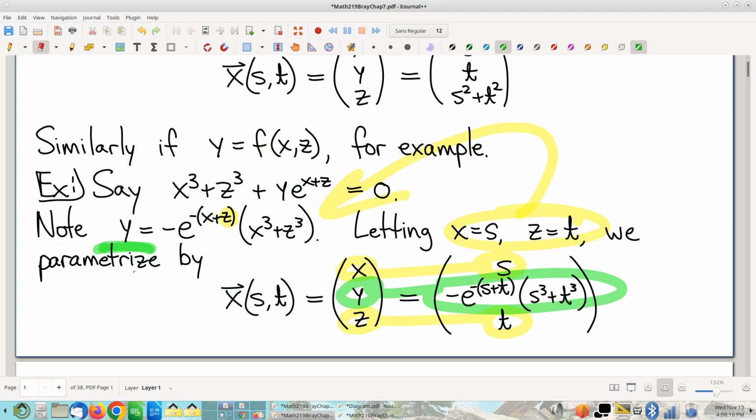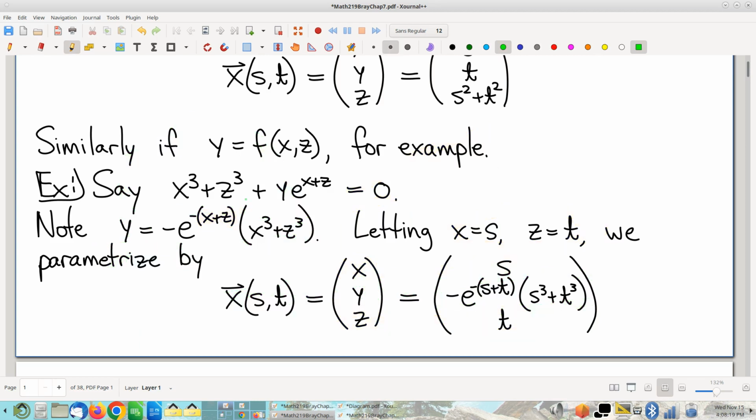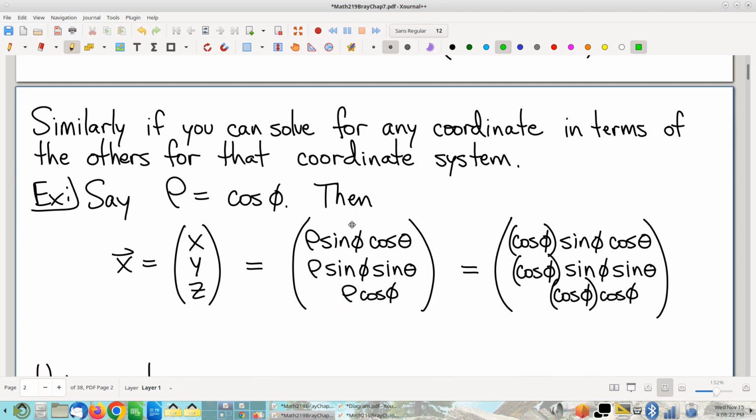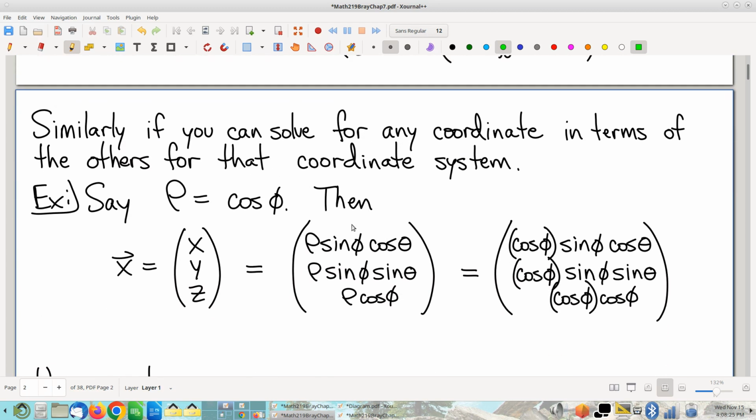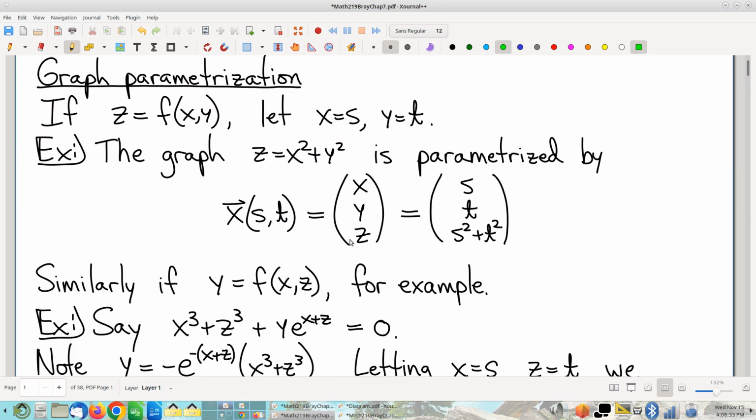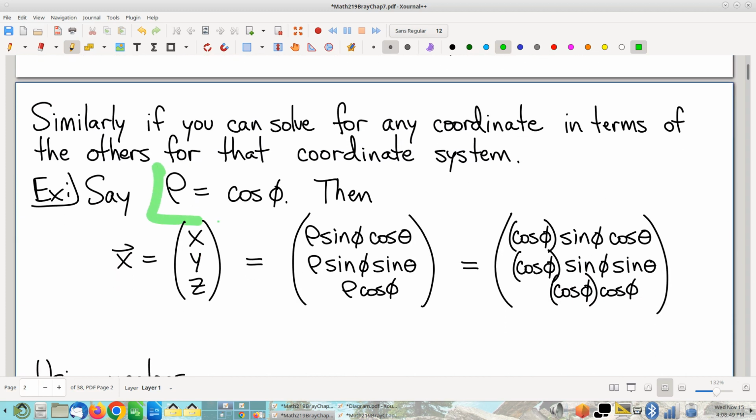Okay, one last version of this I'm going to show you. It's a little bit different, but it's in a way kind of morally equivalent, and that is you can do something a lot like this in other coordinate systems. So I'm going to say that what we've been doing are rectangular graph parameterizations, because these are rectangular graphs because we have solved for one of the rectangular variables in terms of the other rectangular variables, right? So what happens if you have one of the, for example, spherical variables solved for in terms of the other two spherical variables?